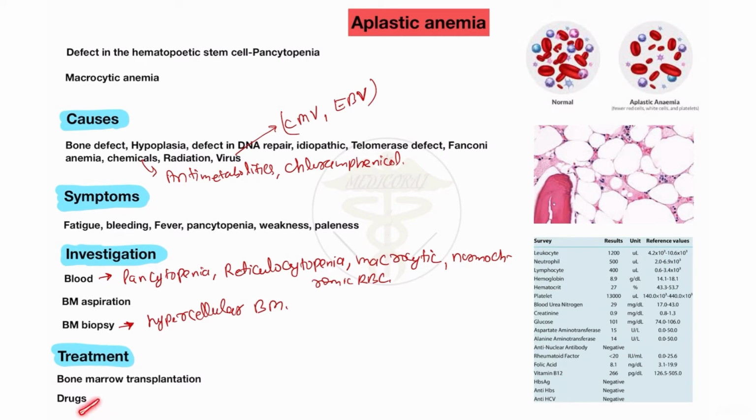Also we will provide drugs, like cyclosporin drugs, in case of the patient of aplastic type of anemia. So this is the drug for the patient of aplastic anemia. And also here you will see the blood report of the aplastic type of anemia.